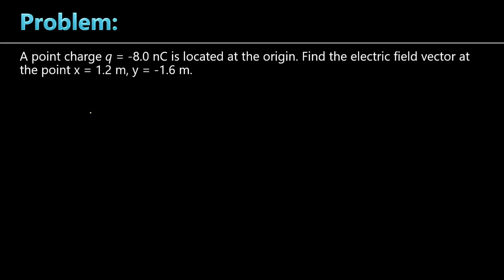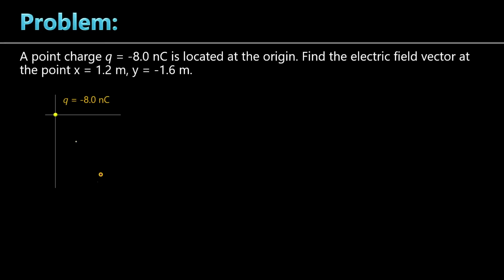Maglagay tayo dito ng x at saka ng y-axis para meron tayong reference. Tapos doon daw sa origin, mayroong point charge. Ito yung point charge natin na may magnitude na 8 nanocoulombs at siya ay negative ang charge, 'di ba? Ilagay din natin yung point na 1.2 at saka negative 1.6. So, positive x, negative y, this must be in quadrant 4. Ito siya. Okay? So, this is the point kung saan gusto nating masukat ang electric field.